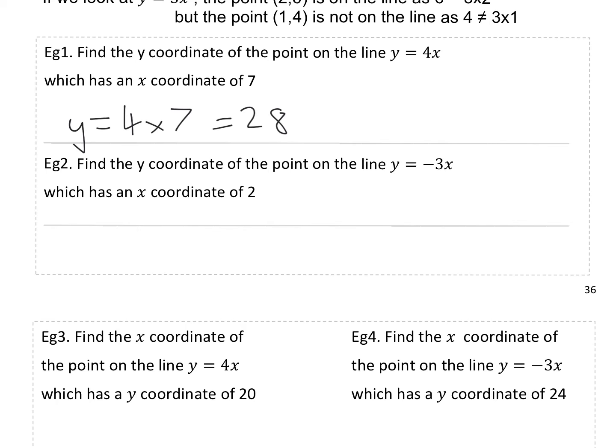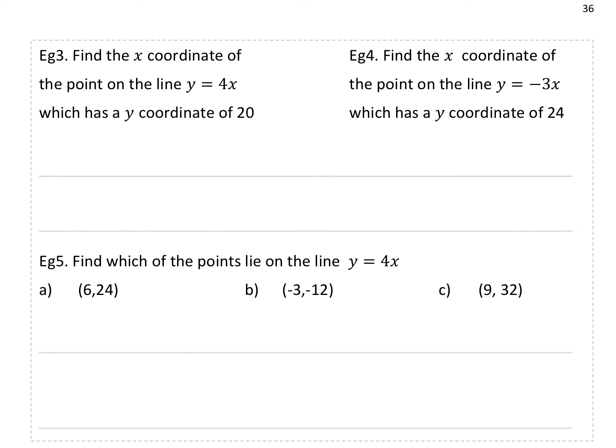Example 2. Find the y-coordinate of the point on the line y equals minus 3x, which has an x-coordinate of 2. So y equals minus 3x, y equals minus 3. The x value is 2, so that's minus 3 times 2. That will give you minus 6. So when x is 2, y is minus 6.